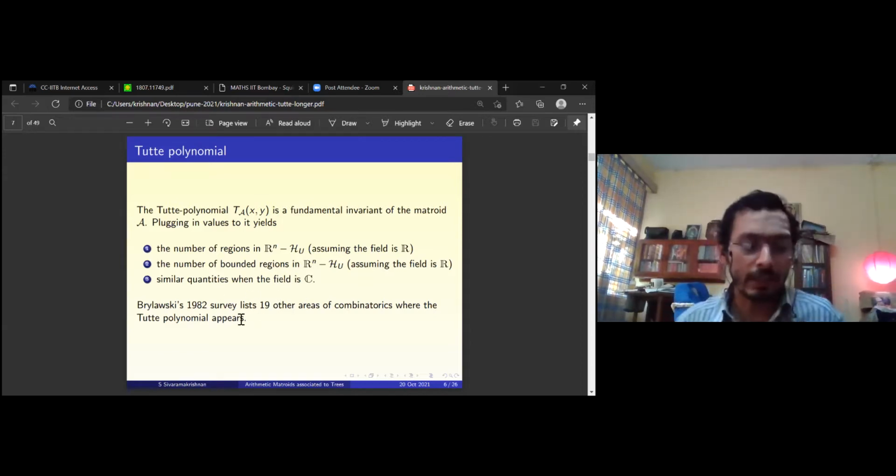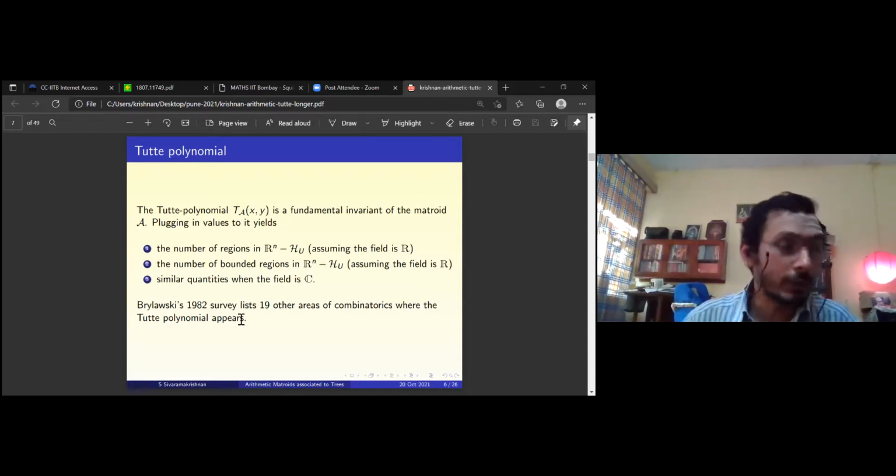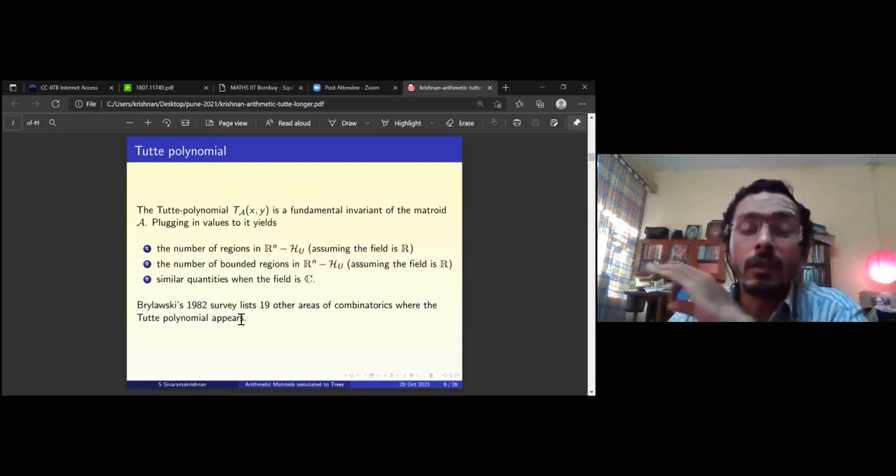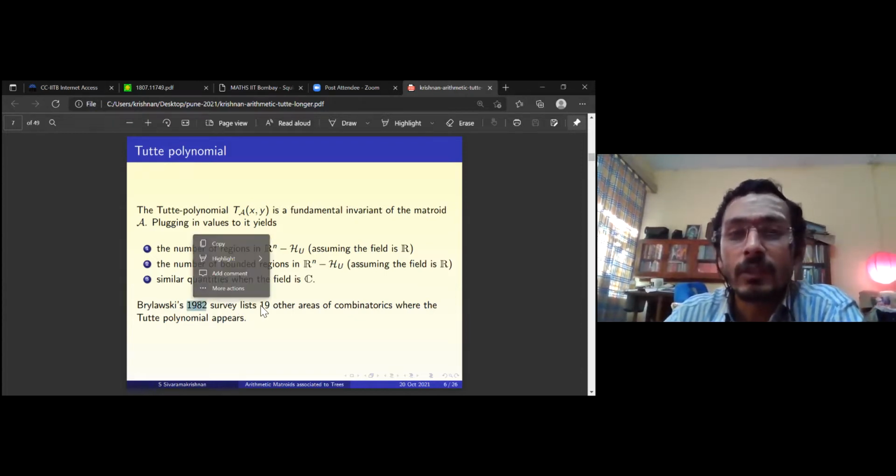So I don't need these things now. I'm just trying to tell you that there is this notion of a matroid, which is very, very interesting and doesn't require too much basic study. And in that matroid theory, there is this idea of the Tutte polynomial, which has some very good applications. For example, in 1982, there's a list of 19 such areas.